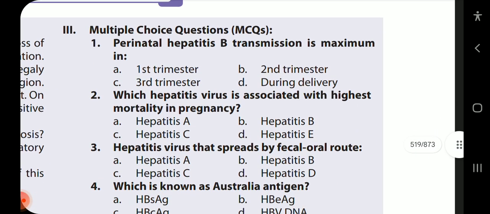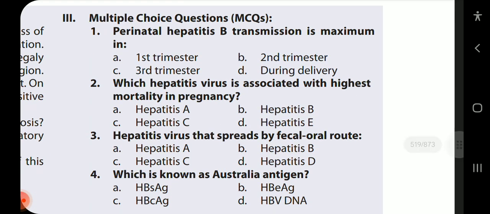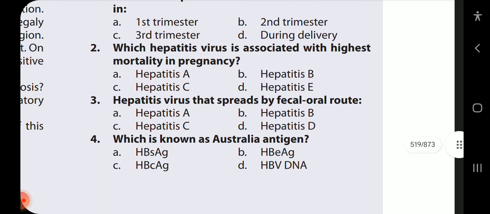Now coming on to MCQs. Perinatal hepatitis B transmission is maximum during delivery, so option D. Which hepatitis virus is associated with highest mortality in pregnancy? It is hepatitis E. Hepatitis virus that spreads by fecal-oral route is hepatitis A. And which is known as the Australia antigen? It is the HBs antigen.